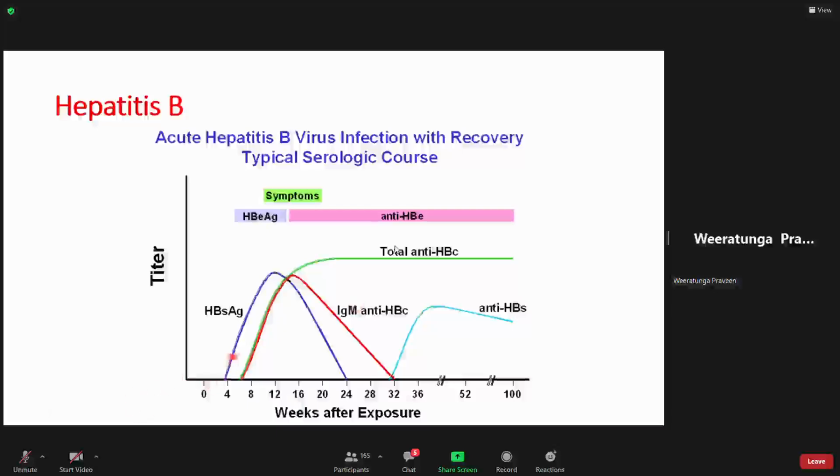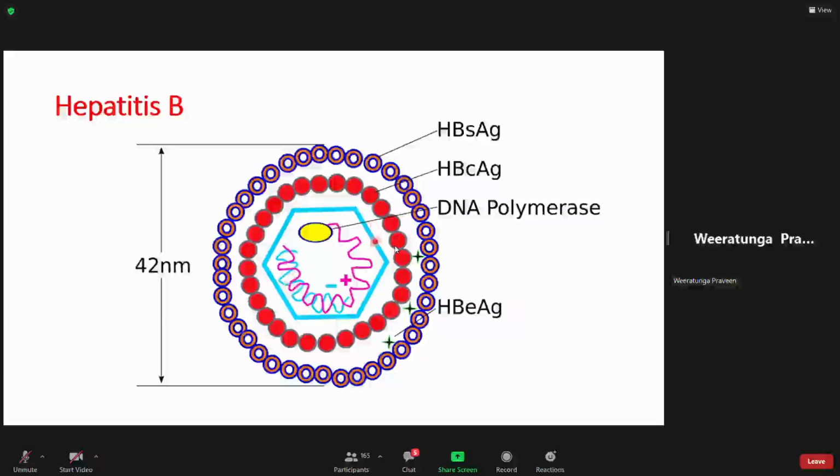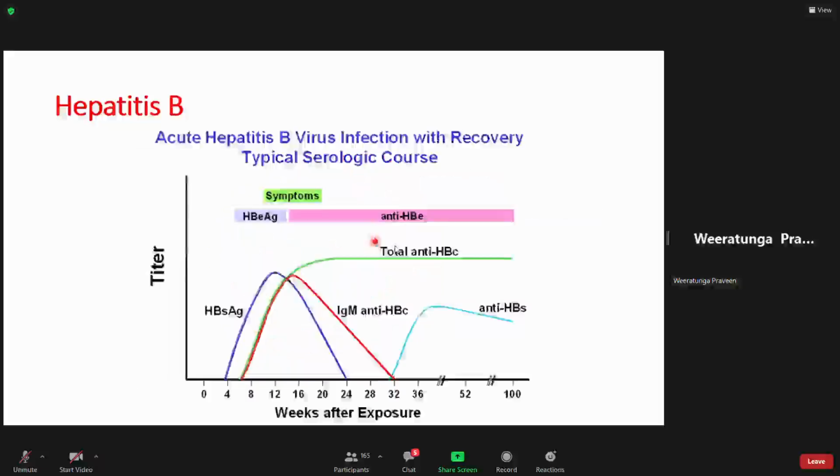So hepatitis B surface antigen is positive in the early course of the infection. Plus, this IgM for the core antibody. Sorry, core antigen. We can't measure the core antigen because it is inside. We can measure the antibody here. So in an acute infection, hepatitis B surface antigen should be positive and IgM for the core antigen should be positive. Both must be positive.